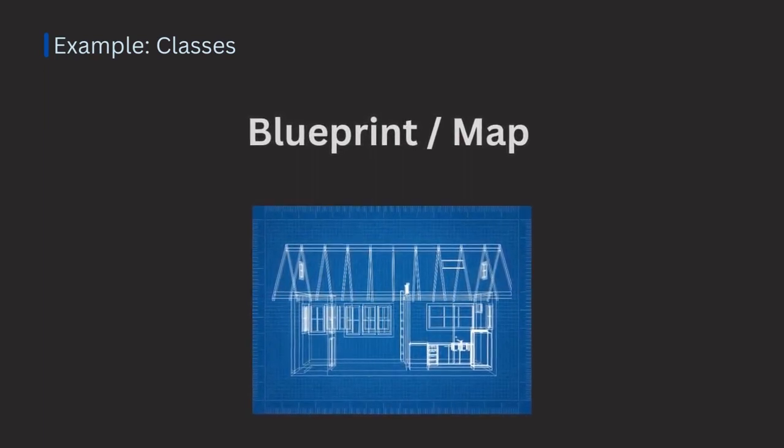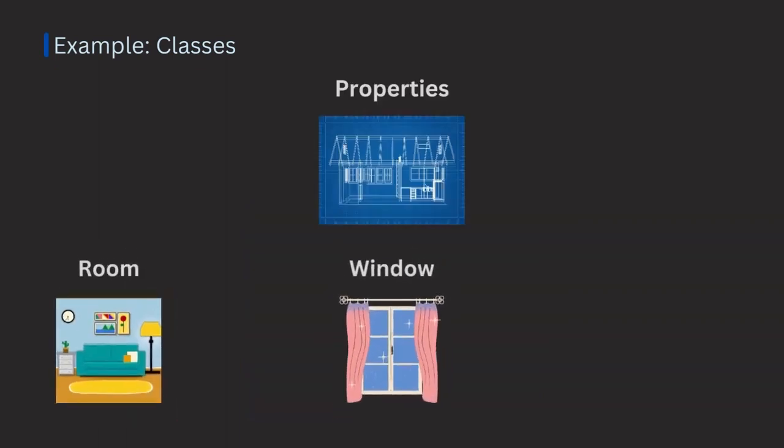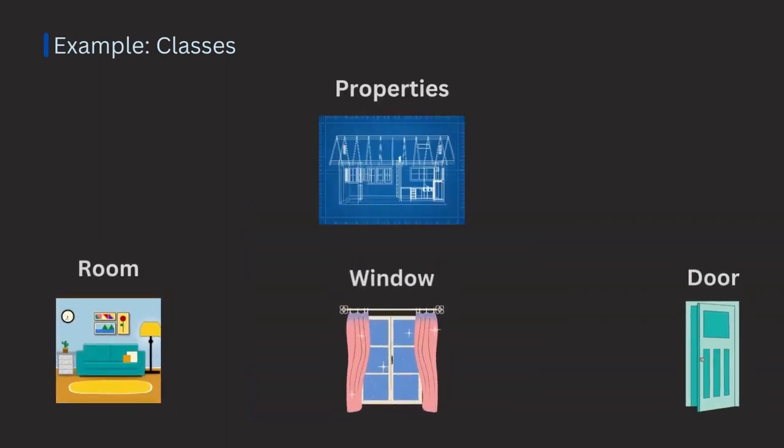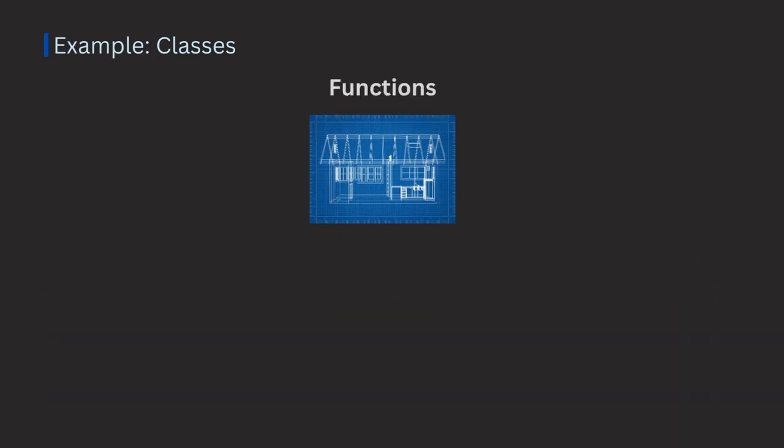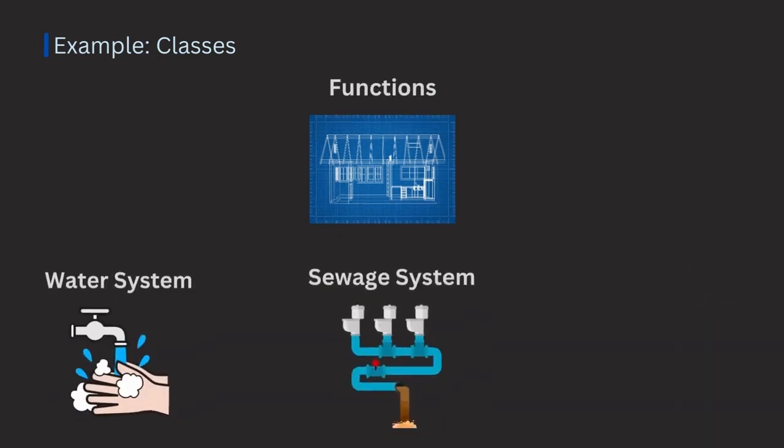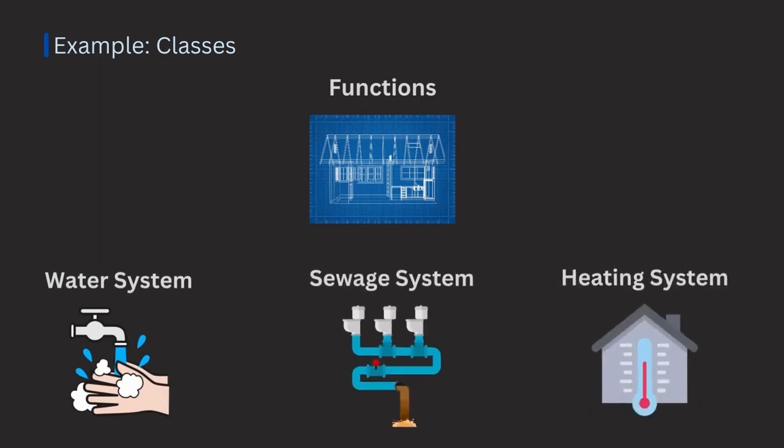In that blueprint, we define some properties of a house, such as the number of rooms, number of windows, and number of doors. Moreover, we also define some functions of a house in that blueprint, such as the function of the water system, sewage system, and heating system. Keep in mind that this blueprint is not a physical entity, it is just a rough sketch of our house.